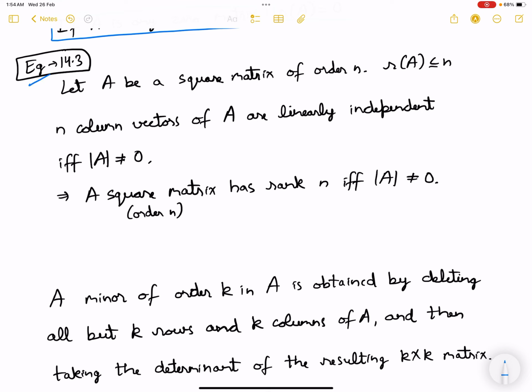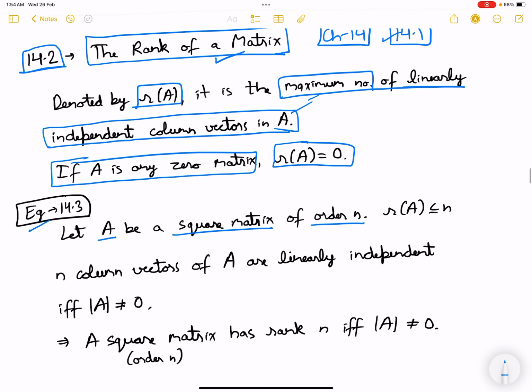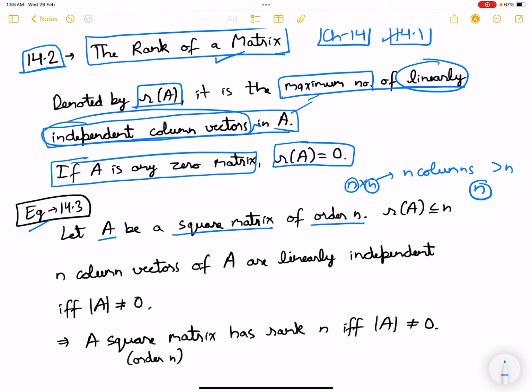Example 14.3. If A is a square matrix of order n, so the maximum number of linearly independent column vectors in A. If it is of order n, then the matrix has n rows and n columns. And since it has a total of n columns, the maximum possible linearly independent column vectors are n only. It cannot be more than n because the columns are n only. So the rank of A should be less than or equal to n.